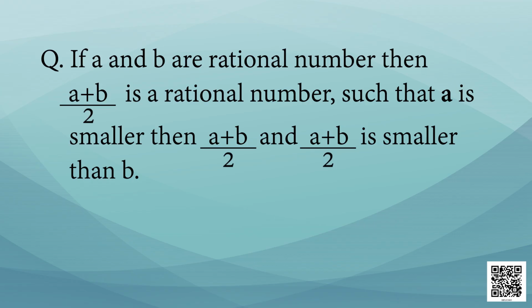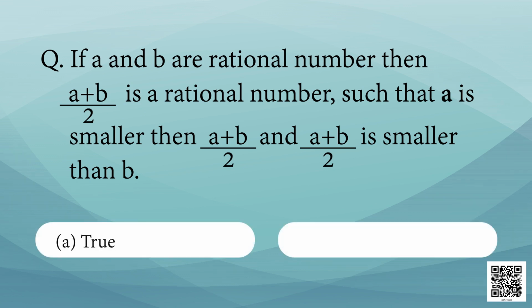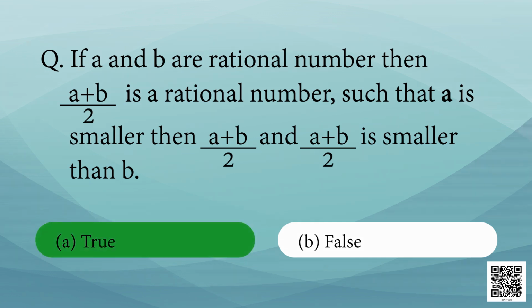Children, let us practice a few questions. These are multiple choice questions. Question number 1. If A and B are two rational numbers, then (A+B)/2 is a rational number such that A is smaller than (A+B)/2 and (A+B)/2 is smaller than B. I am giving you two options, true or false. So children, what would be the right answer? The right answer is true.